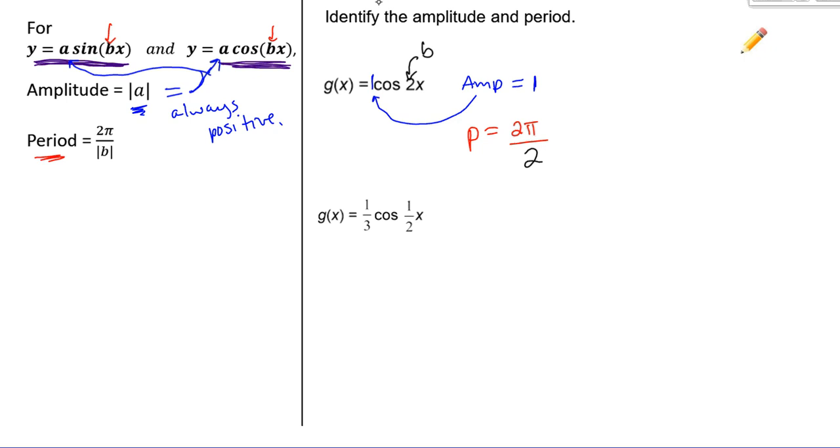So we're going to divide by 2. All right, 2 pi divided by 2, those 2's will cancel, and all we're left with is pi. So amplitude of 1, period is pi. All right, how about this one below? Here's the amplitude. So our amplitude is going to equal 1/3.